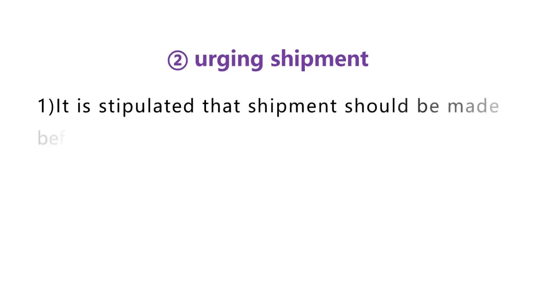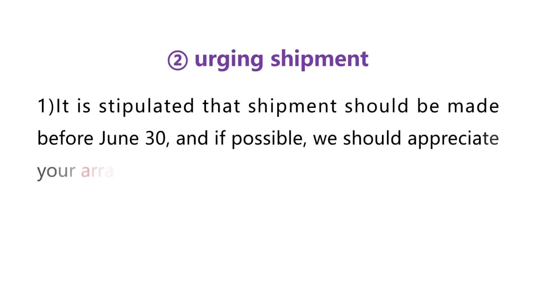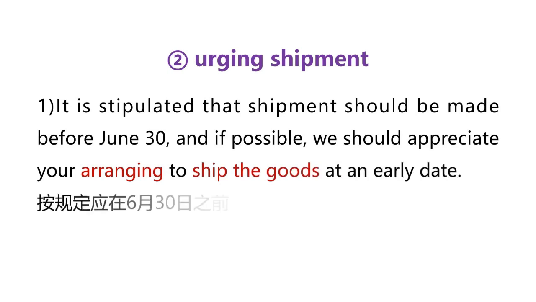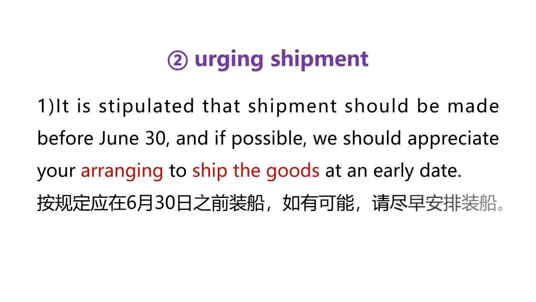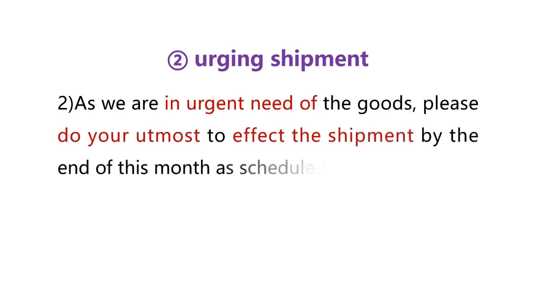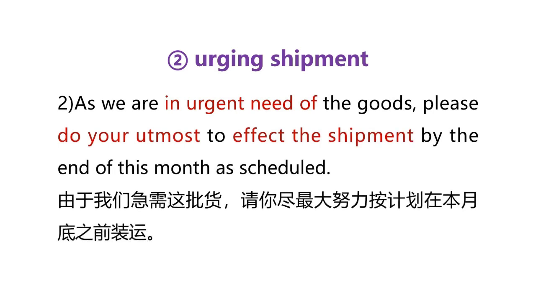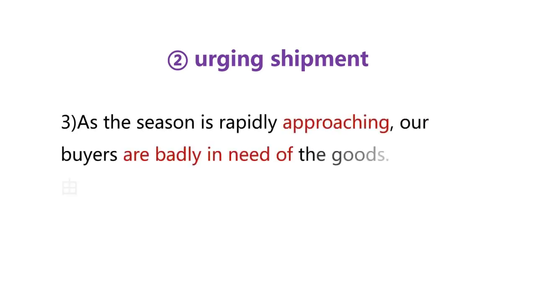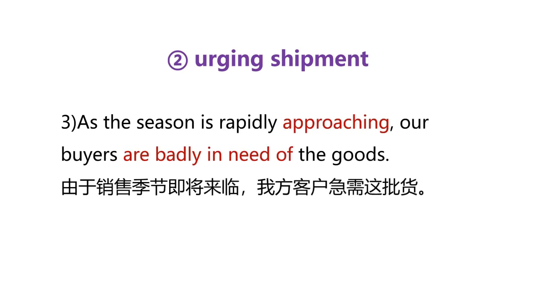Urging shipment. It is stipulated that shipment should be made before June 30, and if possible, we should appreciate your arranging to ship the goods at an early date. As we are in urgent need of the goods, please do your utmost to effect the shipment by the end of this month as scheduled. As the season is rapidly approaching, our buyers are badly in need of the goods.